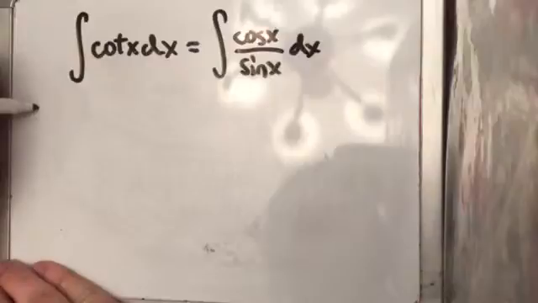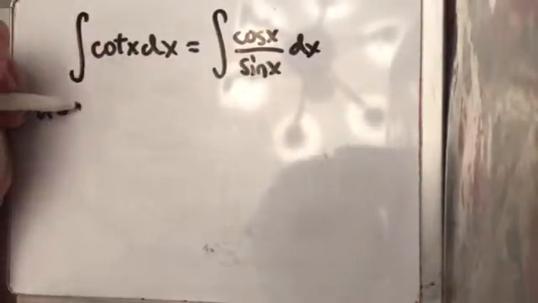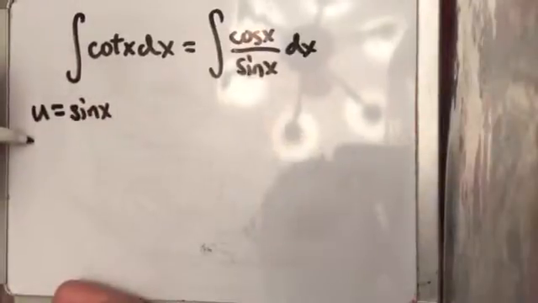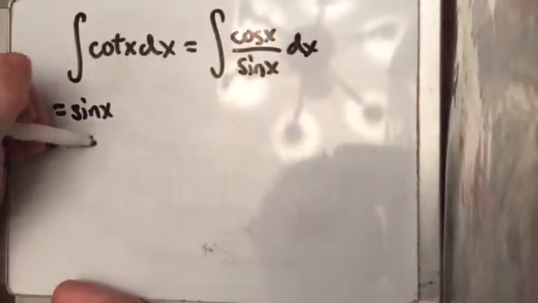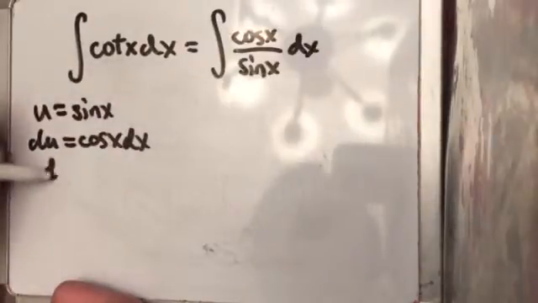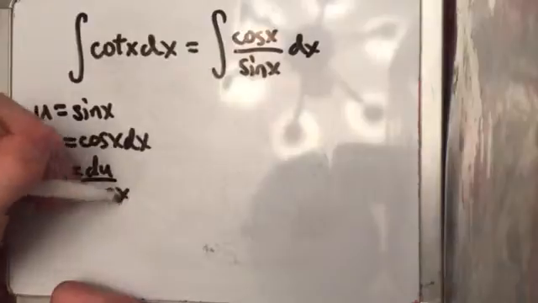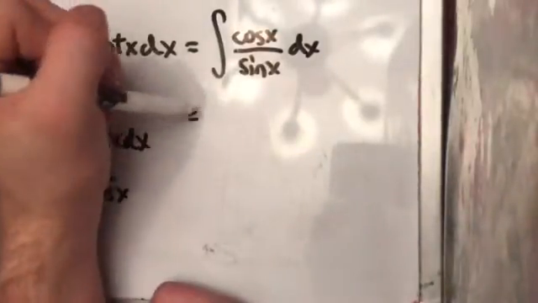We're going to let u equal the denominator, because we're going to use u sub. So u equals sine x, du equals cosine x dx, and so dx equals du over cosine x. So we're just going to plug this into the integral.